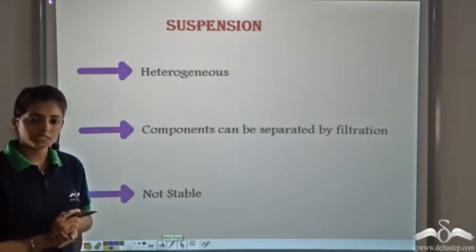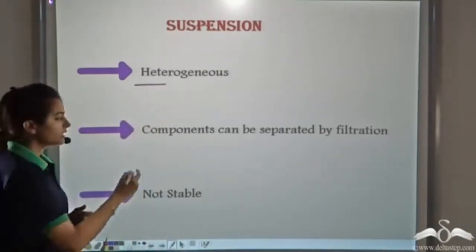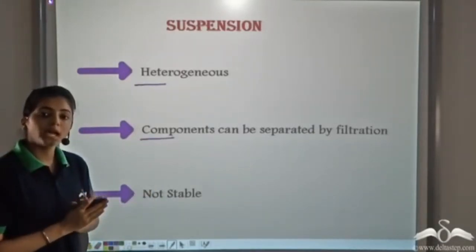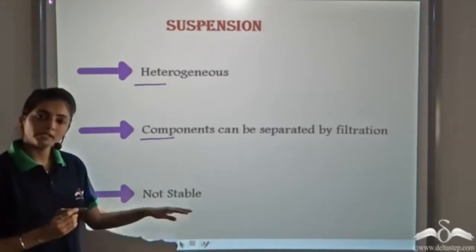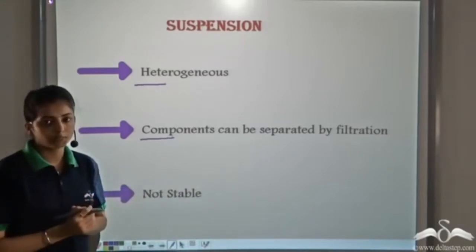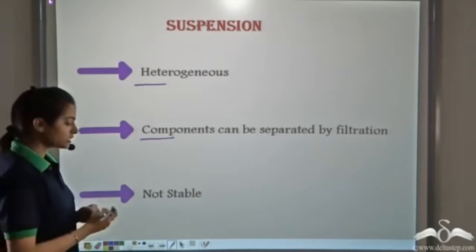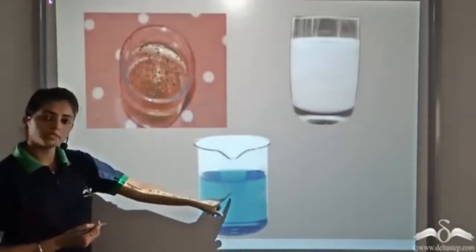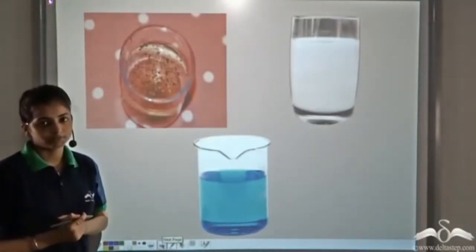One of these is a suspension. The properties of a suspension are that it is heterogeneous, the components of a suspension can be separated by filtration, and it is not stable. By not stable we mean that if we leave the solution undisturbed for some time, the insoluble solid settles at the bottom. So which out of the three, sand dissolved in water, aqueous copper sulfate solution, and milk, do you think is a suspension?